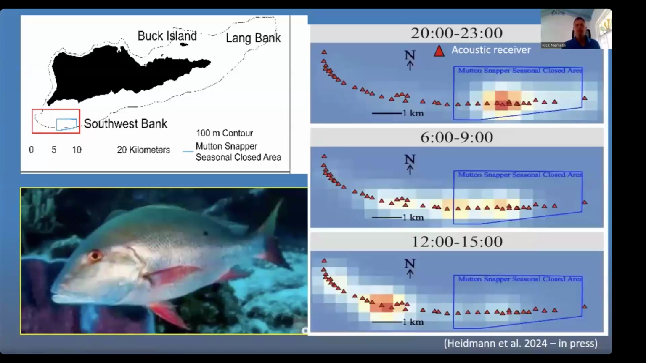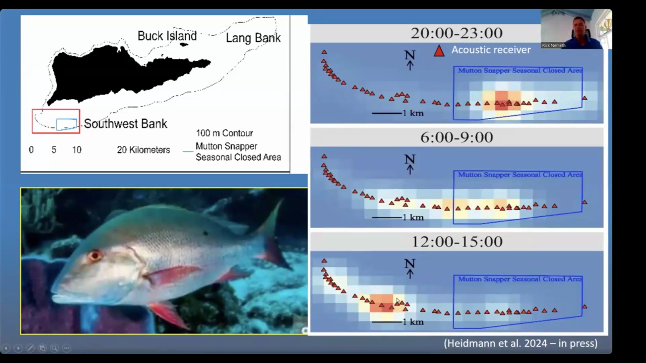Let's take a closer look at the St. Croix mutton snapper seasonal closed area, which is closed for 4 months from March through June. The red triangles show the locations of our acoustic receivers along the shelf edge. At night, you can see up here on the upper panel, fish are located within the mutton snapper seasonal closed area. During the day, in the morning hours, the fish migrate and begin to leave the closed area swimming west. In the early afternoon, most fish are concentrated outside the protected area to the west.